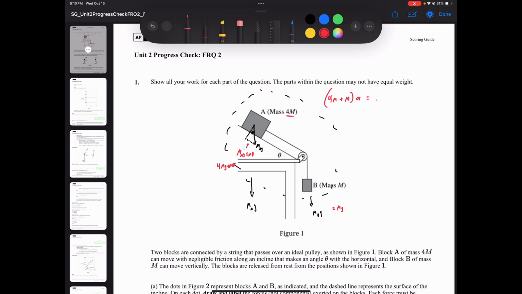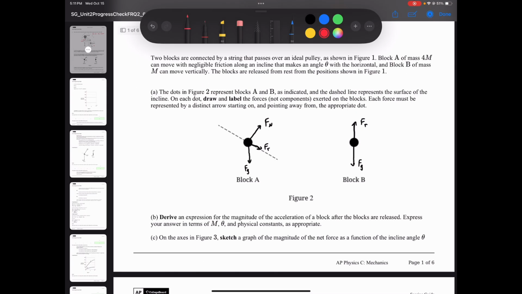So here I have mg, which is the force of block B, plus this component of the force for block A. The reason it's a component is because block A is on an inclined plane. Only a component of the weight of block A is going in the direction of the acceleration, so I'm going to put 4mg times sine theta. And that's basically our setup.